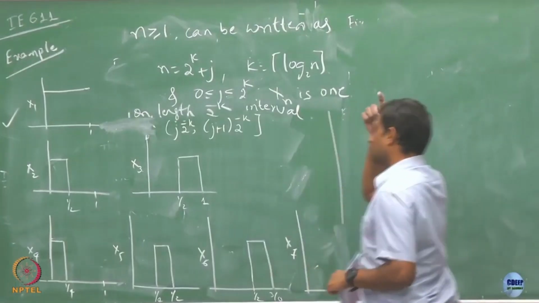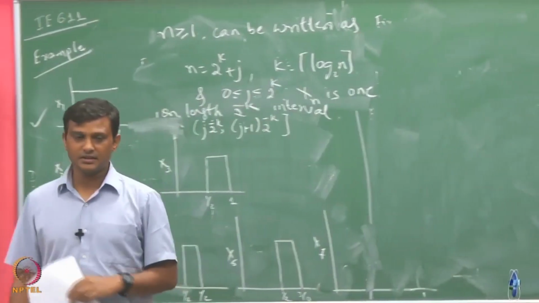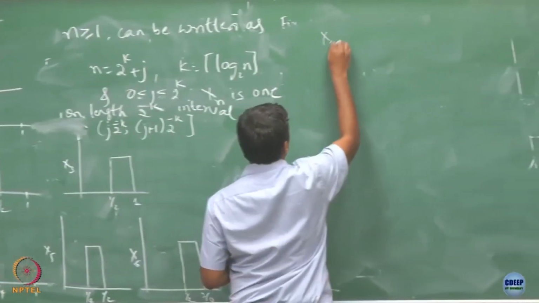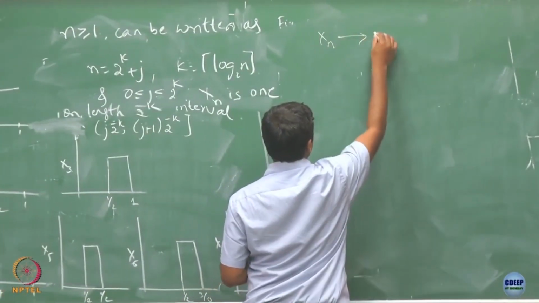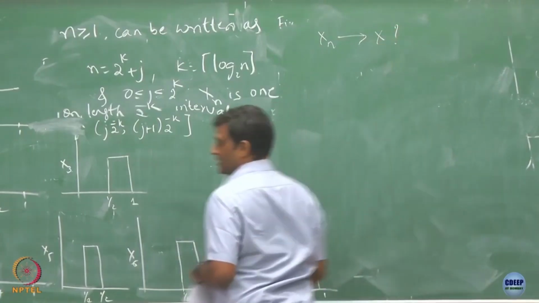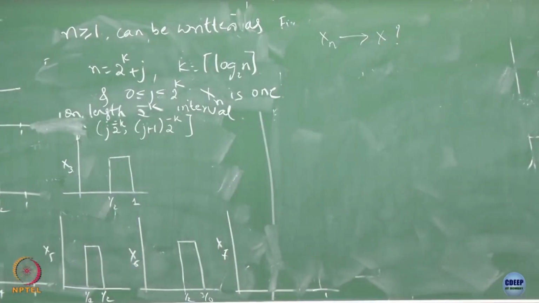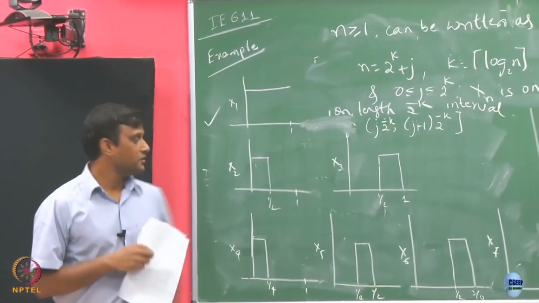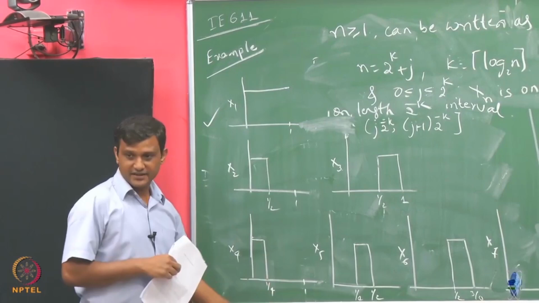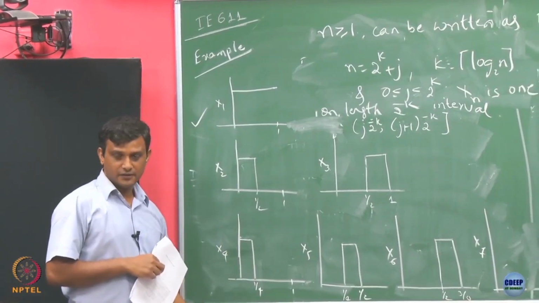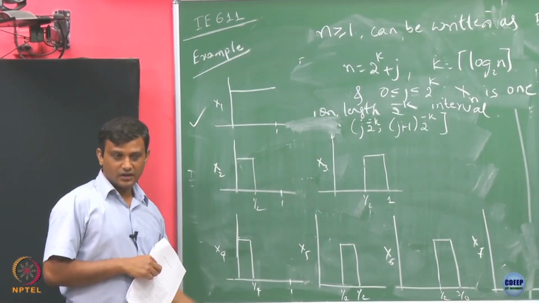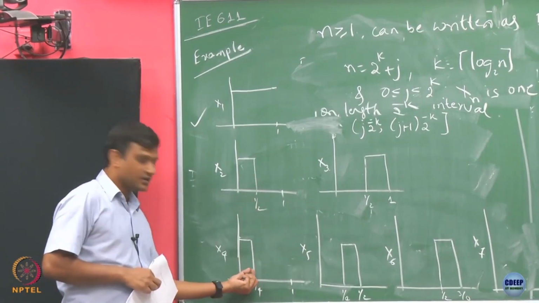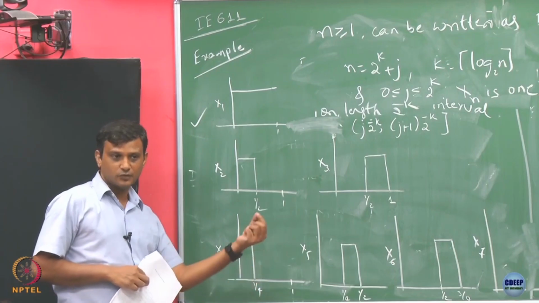And now for this kind of xn I have, where does it converge? So first of all, any guess what should be the limiting random variable here? As you go down like this, what do you expect? You expect these random variables to put mass on smaller and smaller intervals, right?